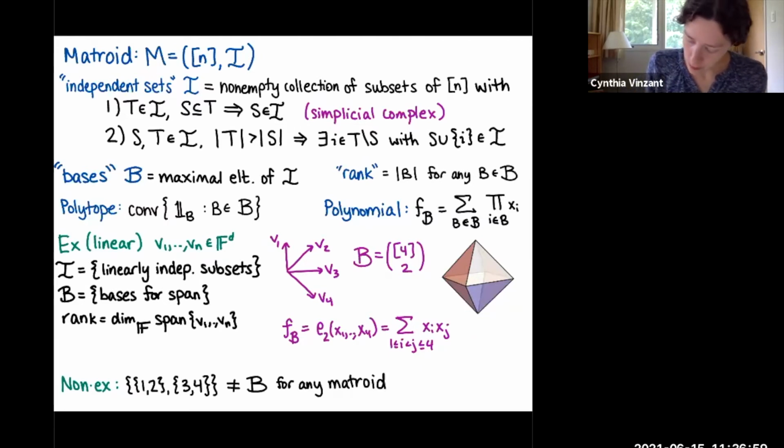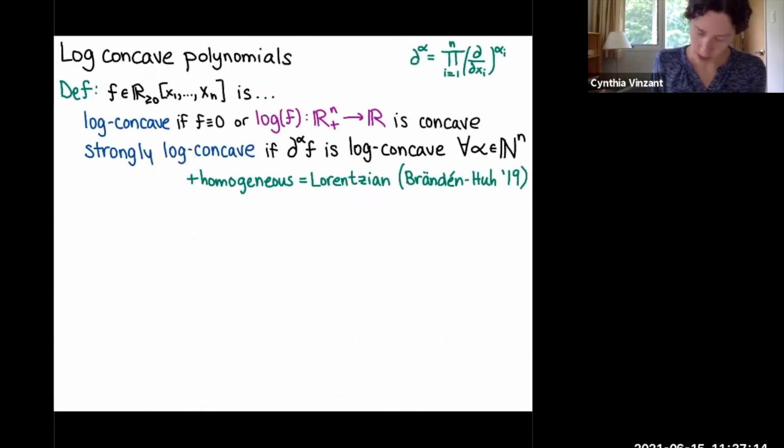And really what I'm going to be doing is studying matroids through this multivariate polynomial that I associate to them. And as a spoiler, it'll turn out that these polynomials have a property called log-concavity.